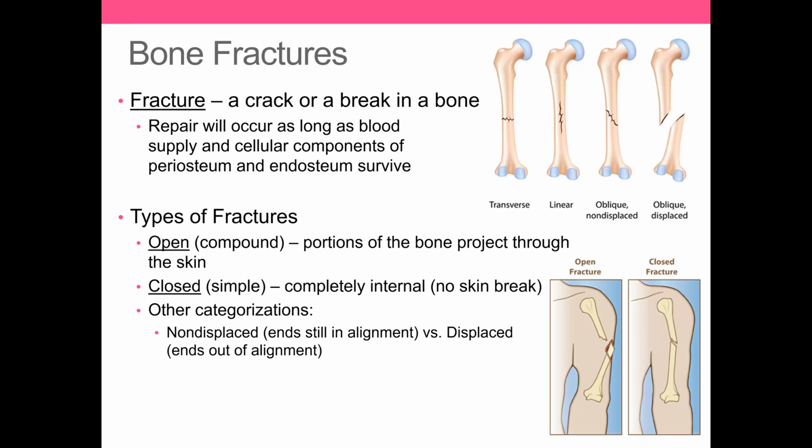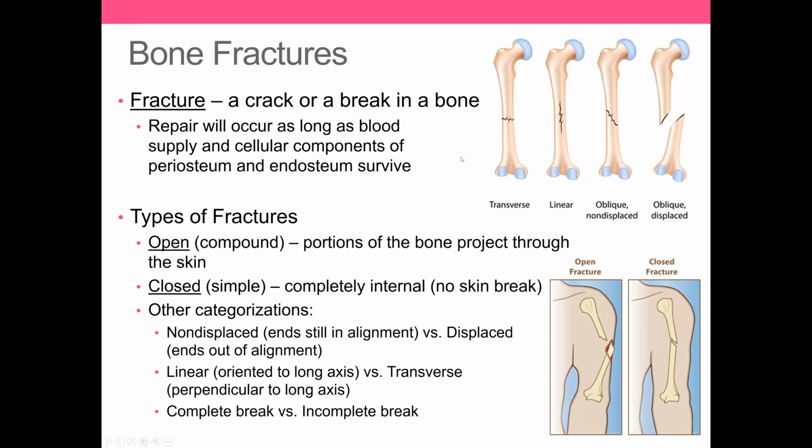For example, you can also classify them as non-displaced, which means the ends are still in position, as you can see from the third image over here, versus displaced, where the ends are out of alignment and need to be set back together. You can also categorize them as linear, which is shown in the second image. So the break is oriented to the long axis of the bone, versus transverse, where the break is perpendicular to the long axis of the bone.